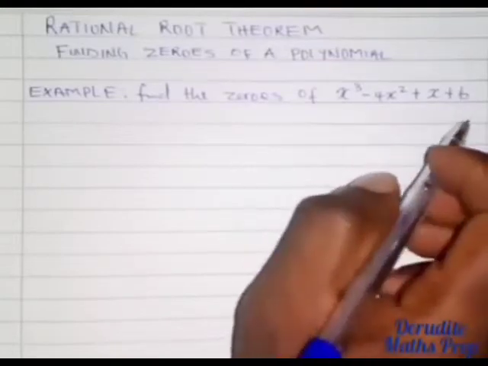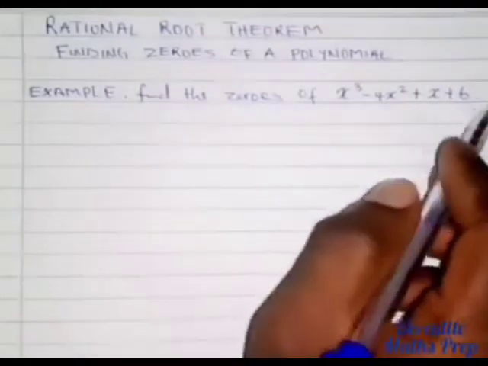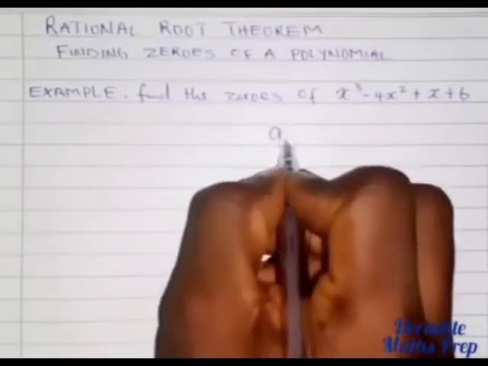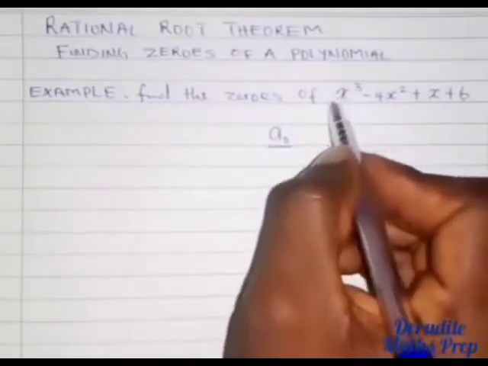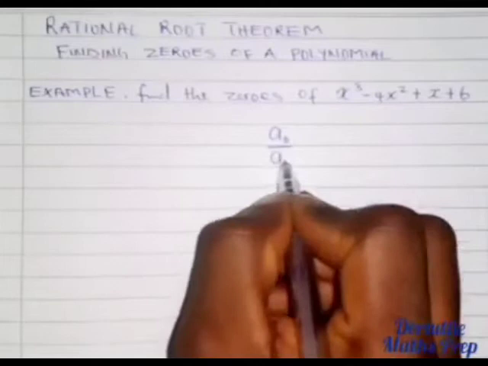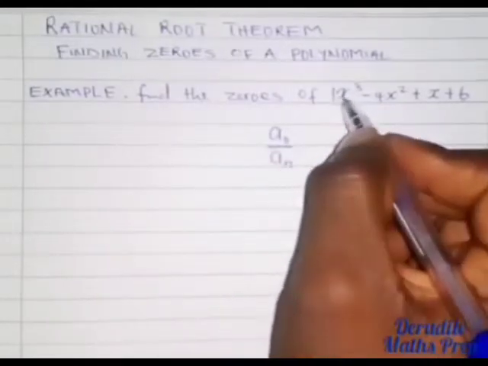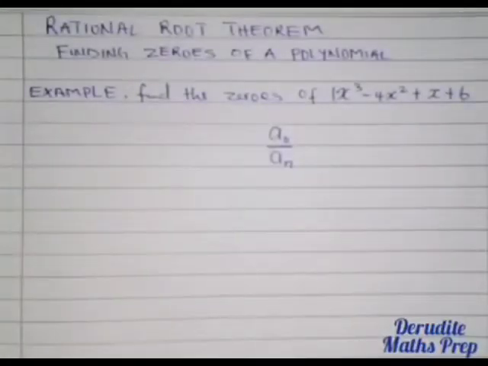According to the rational root theorem, the root of this polynomial can be expressed from the list of factors of the constant, which is always represented as a sub 0, divided by the list of factors of the leading coefficient, which is always represented as a sub n. Here the leading coefficient is 1. Don't forget that any variable standing alone always has a coefficient of 1.